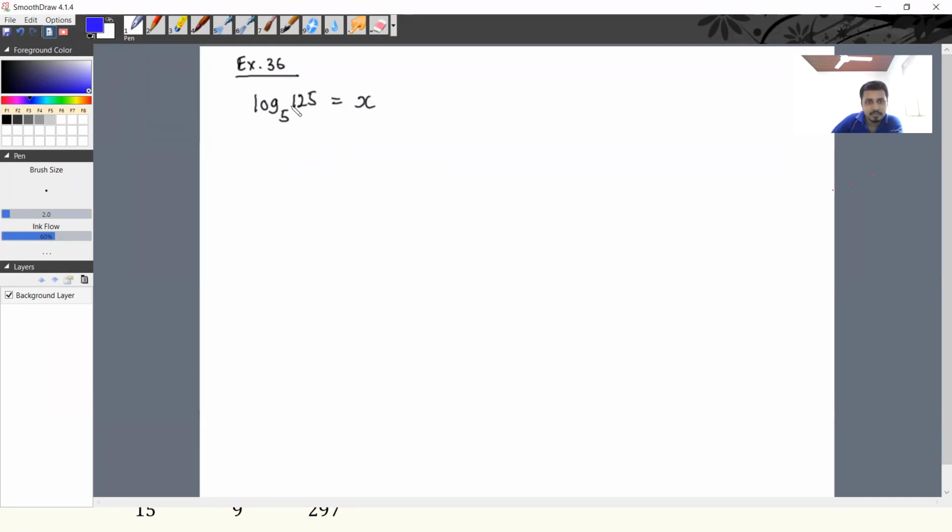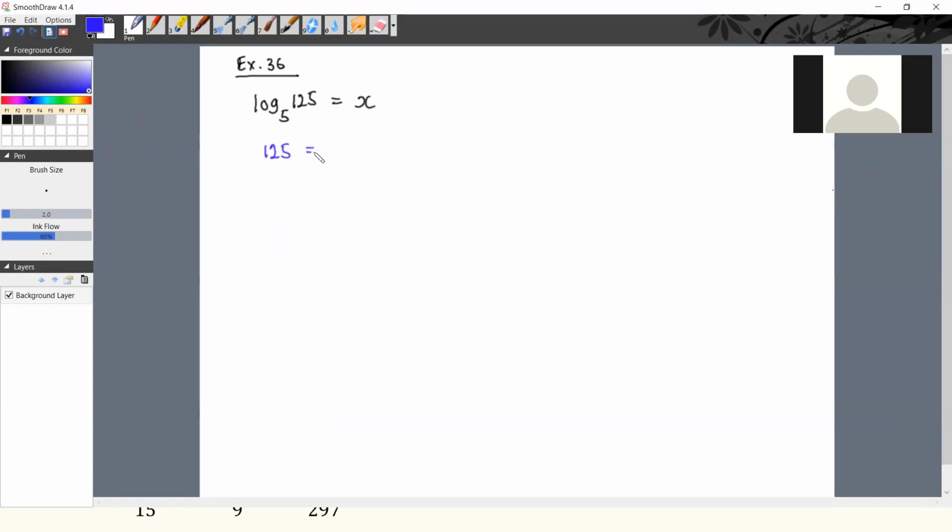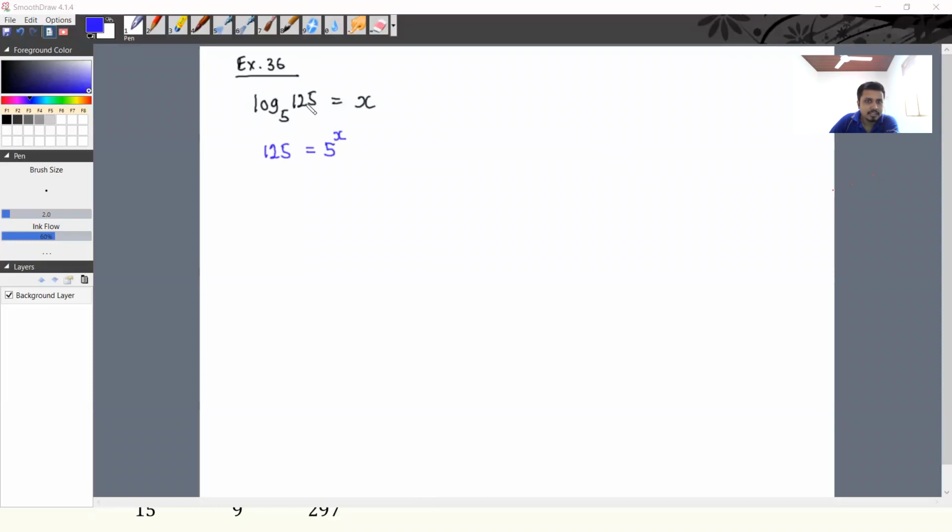How can we find that? 125 is the number, right? 125 should be equal to what? 5 is the base, so 5 to the power x. Then how can we find the value of x here? When the power value is 3, 5 to the power 3 equals 125. It means the x value should be equal to 3.